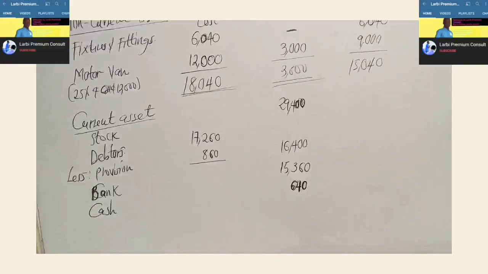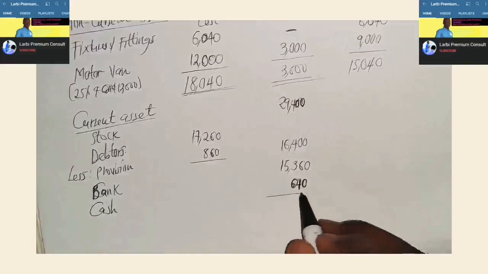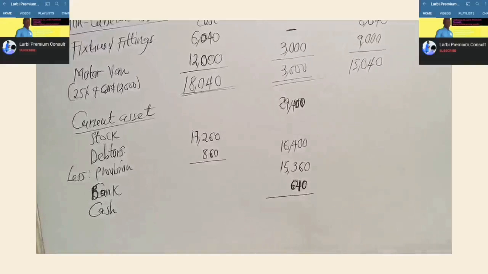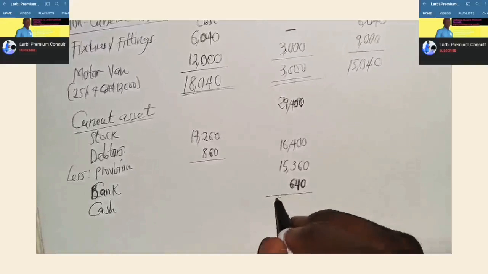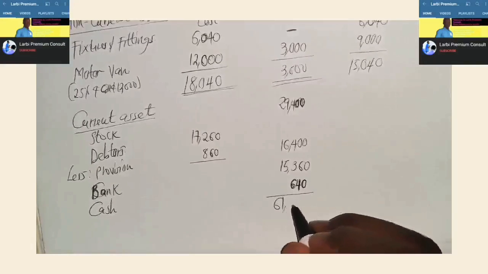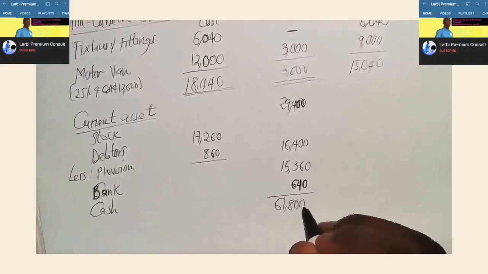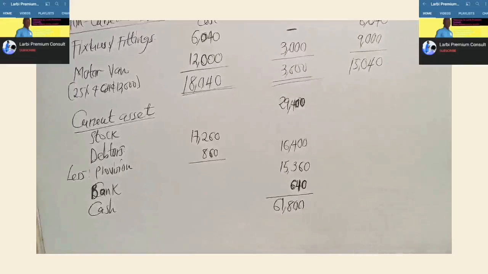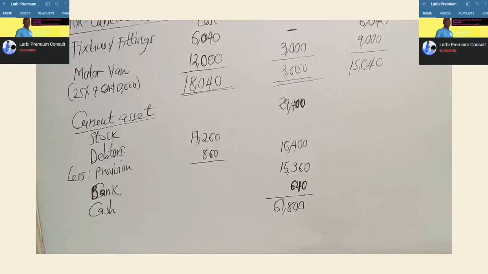So let's compute. When I compute, I had a total of what? 61,800.